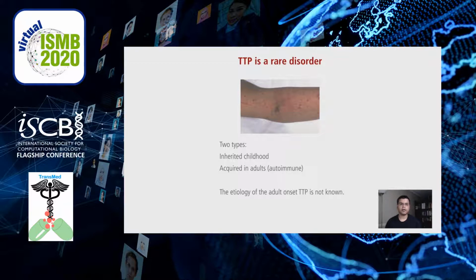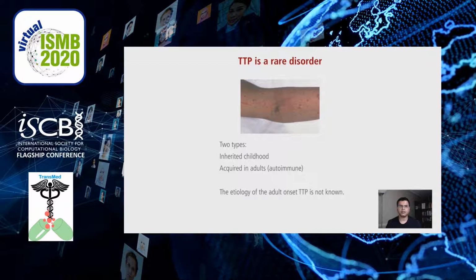It's also one of the characteristics of the disease that the skin, because of the bleeding, shows purple lesions all over the body, and thus the name purpura came in. Purpura literally means the purple lesions. TTP can be of two types. One is an inherited disorder, and the other one is an acquired adult onset, and this is an autoimmune disorder.